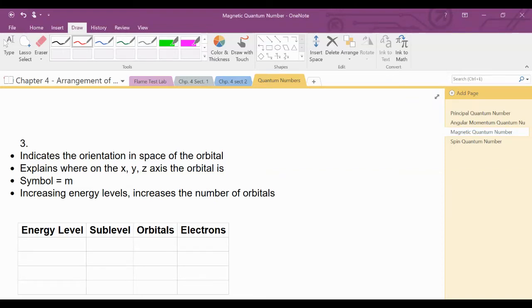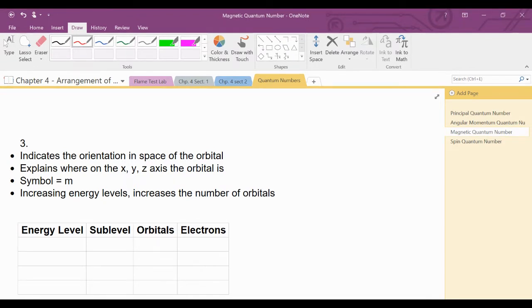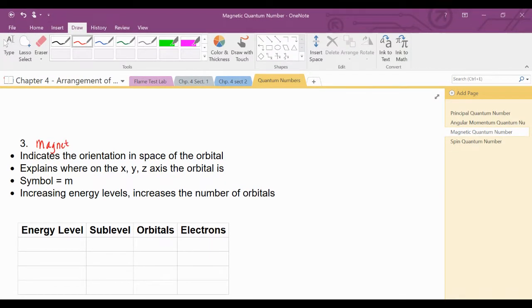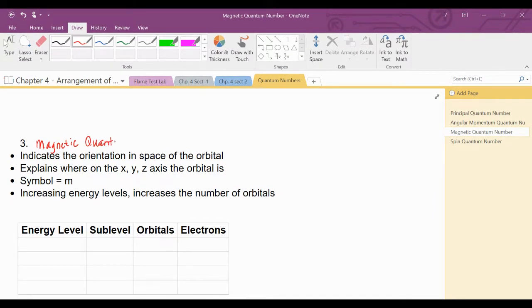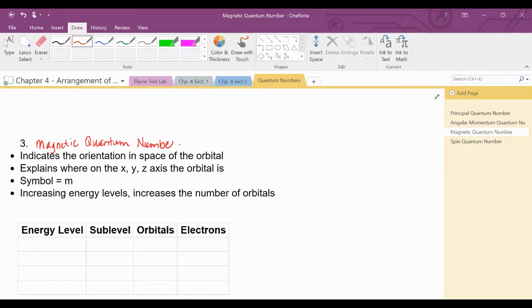All right, so we are ready to look at the last quantum number that is going to give us the specific properties of the orbitals where the electrons are found. And so this last one is known as the magnetic quantum number. And the magnetic quantum number tells us the orientation of those orbitals in space.